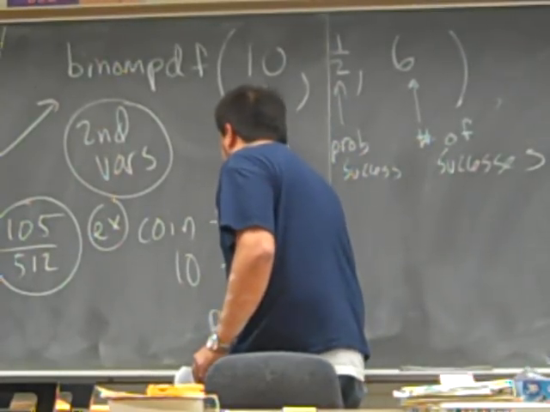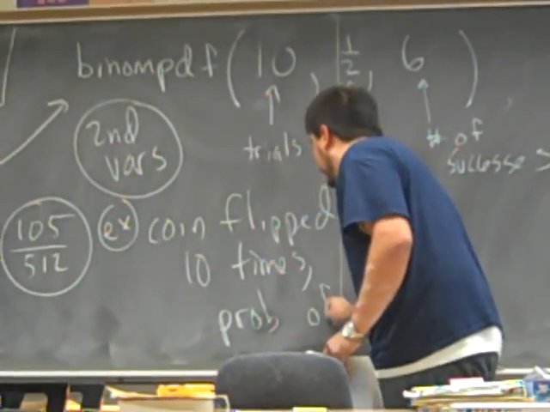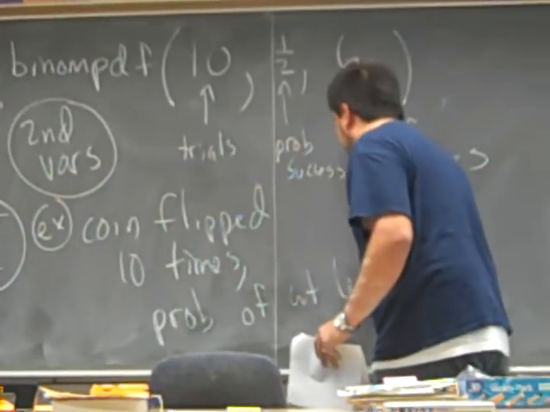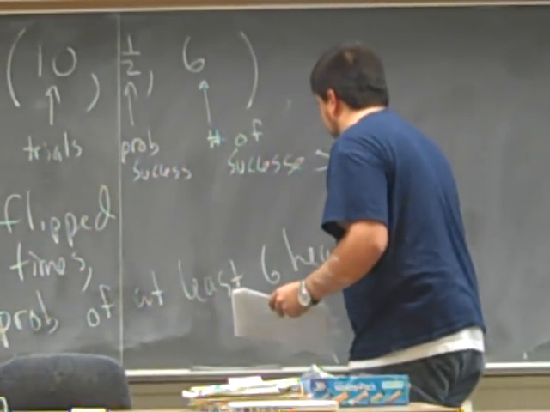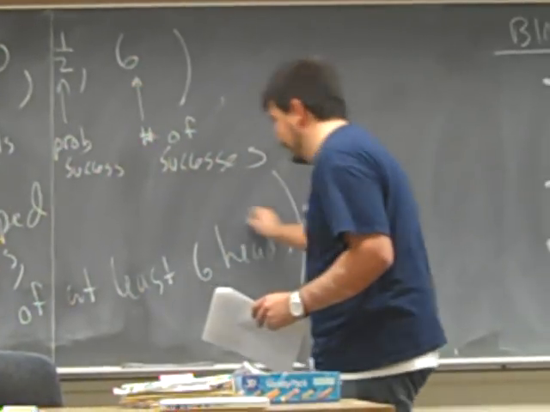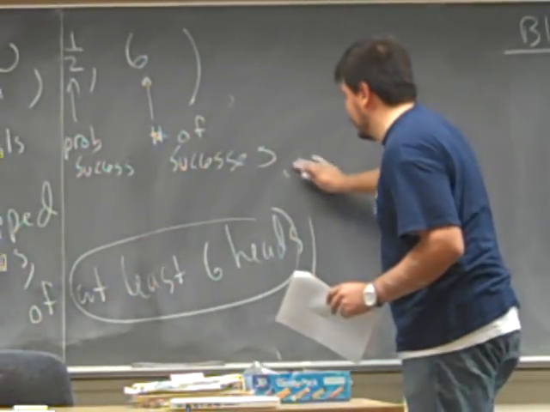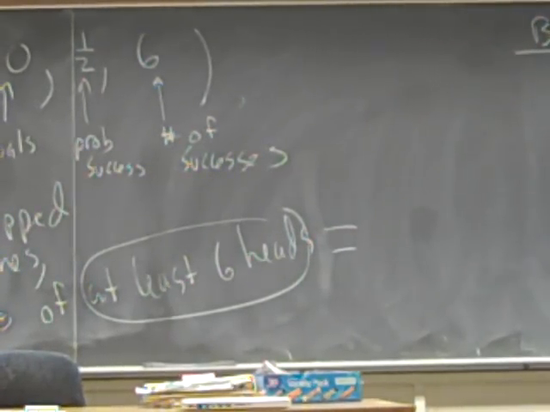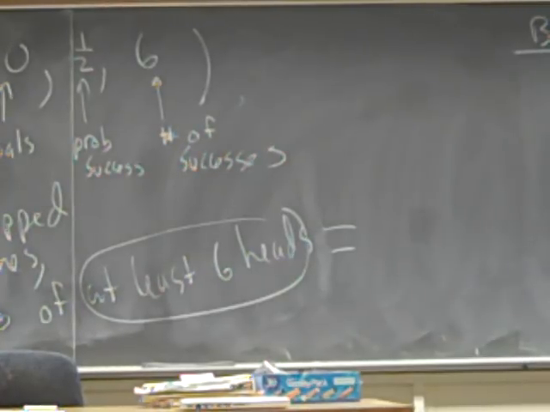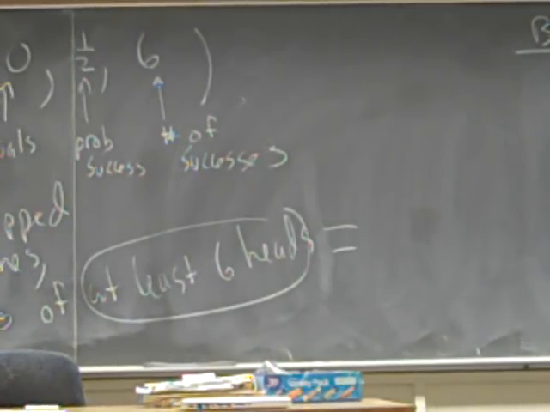What's the probability of at least 6 heads? So notice the "at least," right? Very loaded words there. You cannot do the same shortcut on the calculator because that represents exactly 6.